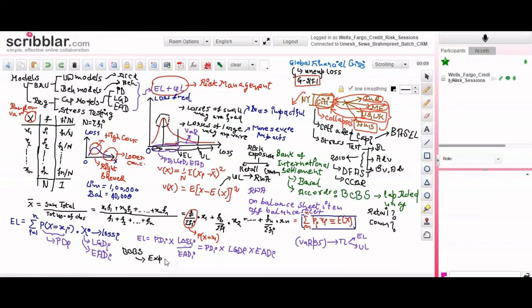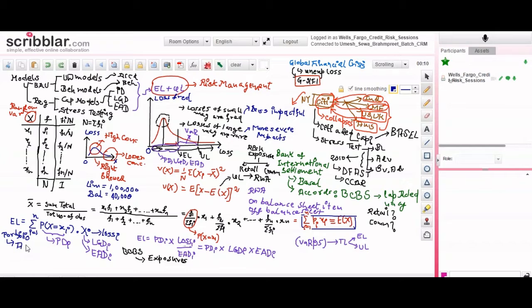So therefore, the BCBS defines all its products, all its portfolios, in terms of their exposures, right? So when I talk about exposures, what do I mean by exposure? There are two things which I need to clarify. First of all, what is a portfolio? The portfolio is defined as a collection of accounts.